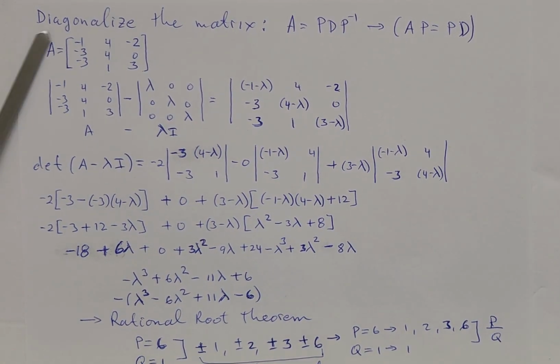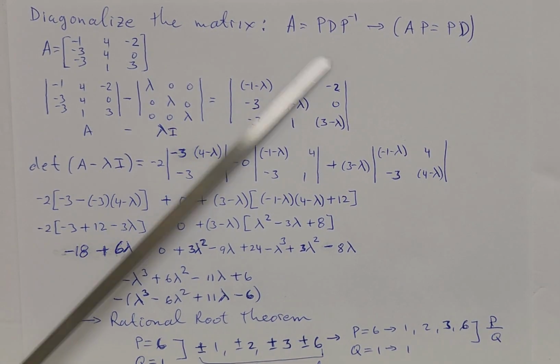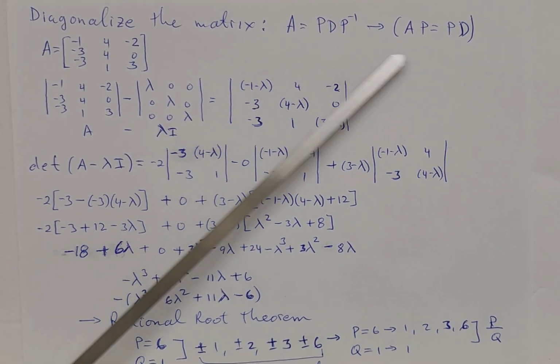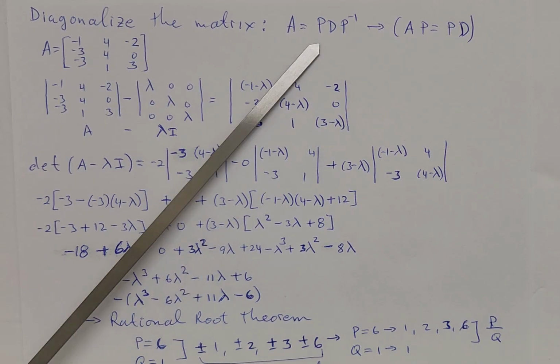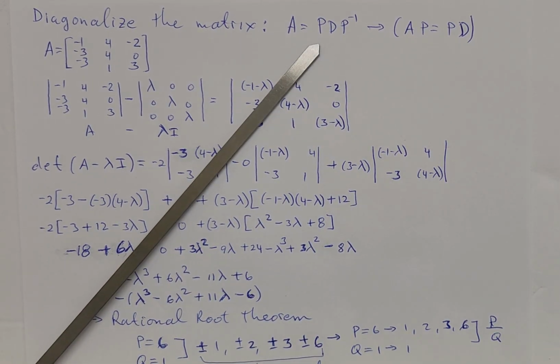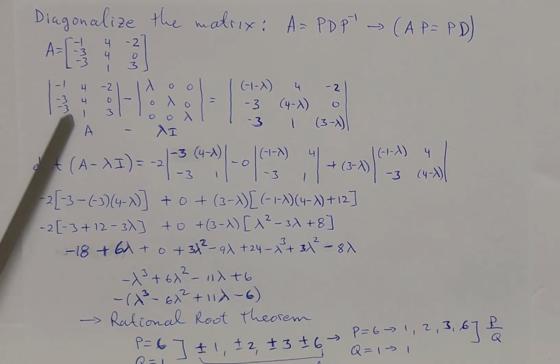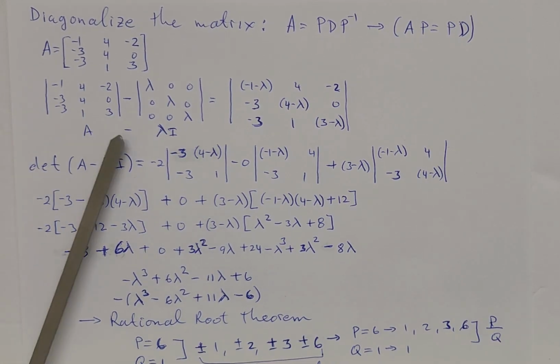This lesson is diagonalizing the matrix. So this form and this form are the same. Again, this and this, they are the same. It's just written in different ways, okay? This is the matrix A. So here's matrix A. I recopy it.